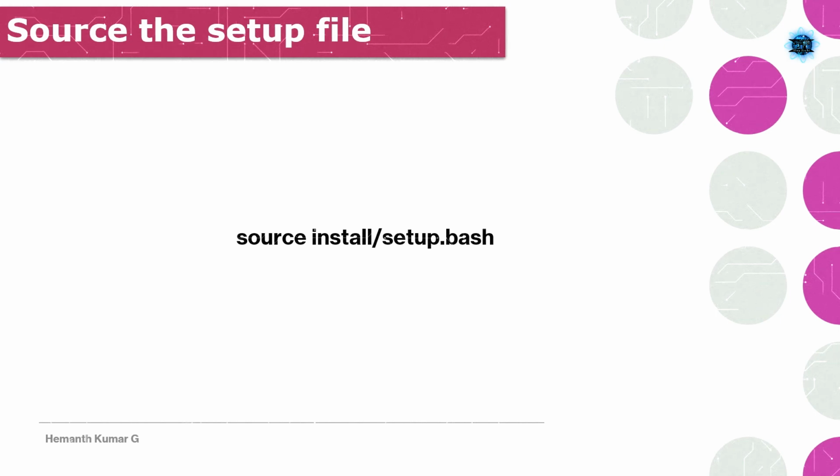By sourcing the setup file, you ensure that your command line environment is correctly configured to use the ROS2 packages you have built. This allows you to run the ROS2 commands, execute nodes, and use other ROS2 tools without encountering errors related to missing packages or libraries. It's an essential step to ensure that your ROS2 workspace is properly set up for development and execution.